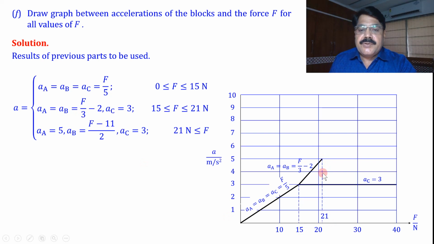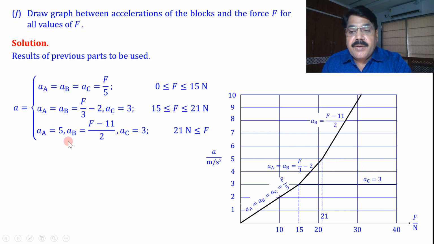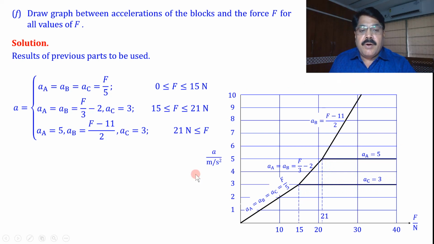Now as the force increases beyond 21 Newton, acceleration of A also becomes constant. Acceleration of B is given by what? F minus 11 by 2, this one. Acceleration of A is 5, constant, and acceleration of C was already constant. So this graph will give you all the happenings at a glance.